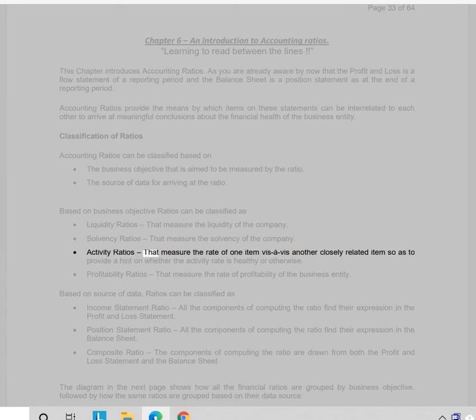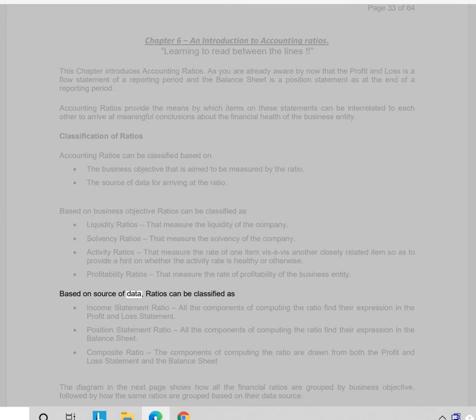Activity ratios, that measure the rate of one item vis-a-vis another closely related item, so as to provide a hint on whether the activity rate is healthy or otherwise. Profitability ratios, that measure the rate of profitability of the business entity.